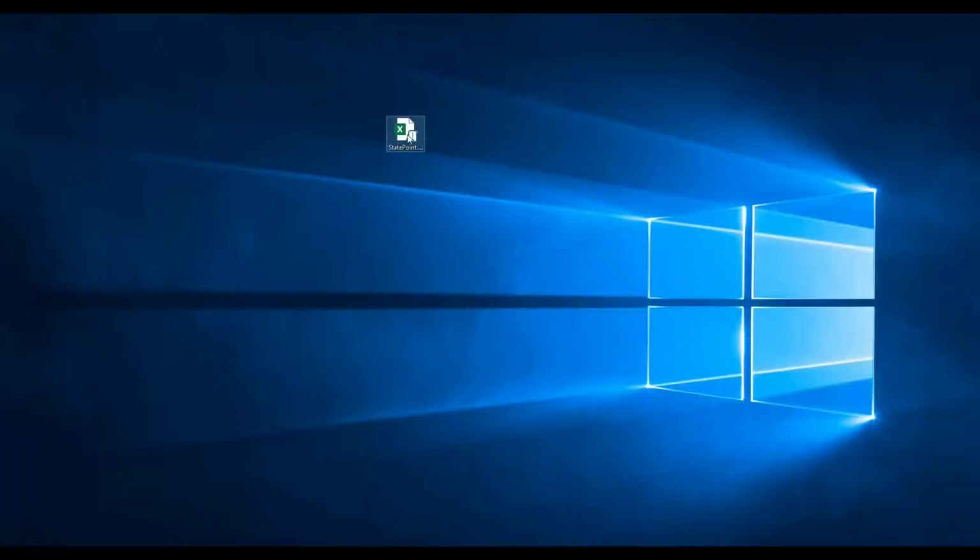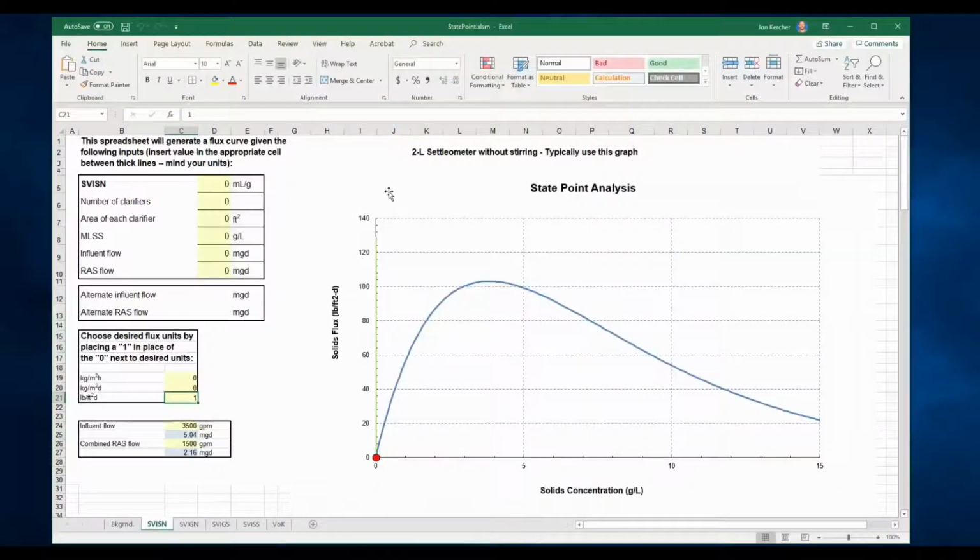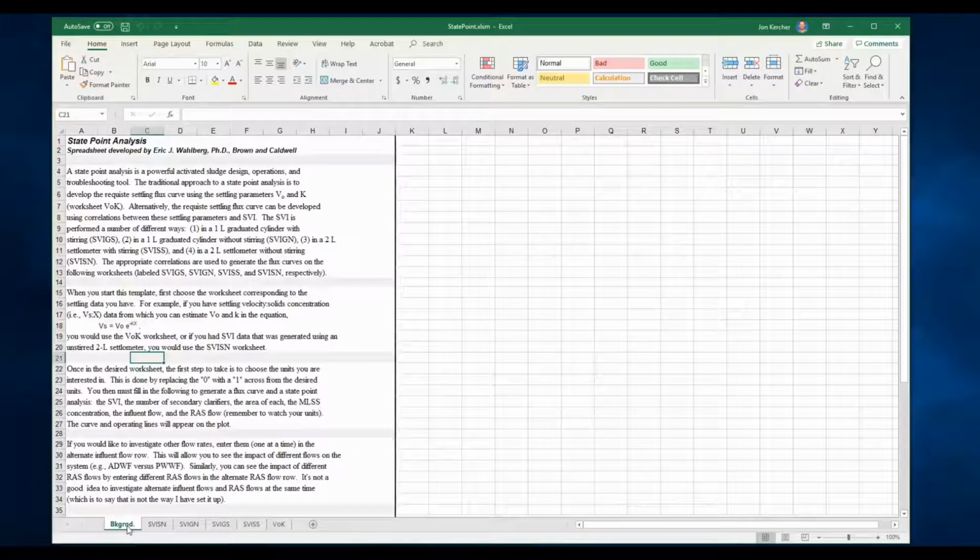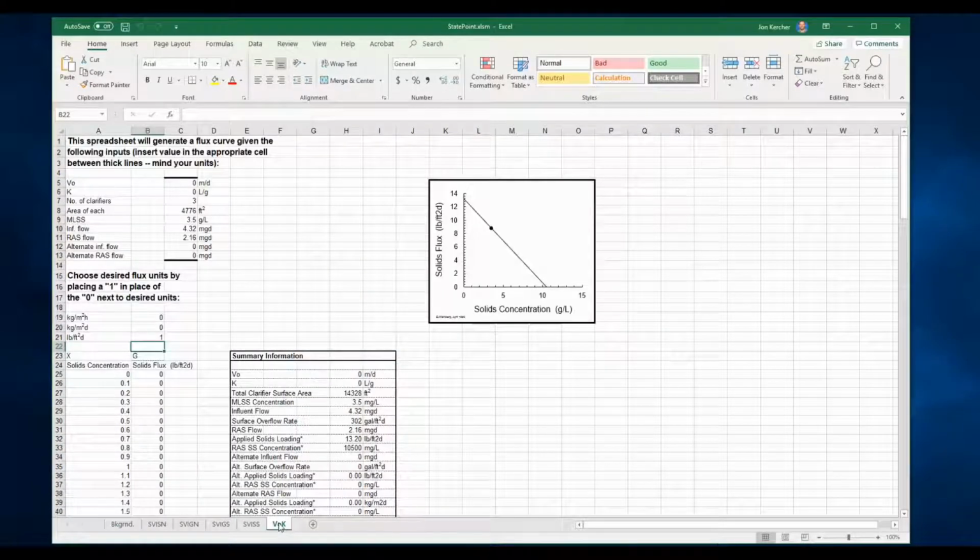State point spreadsheet. We'll first open it up. It's going to land on this first tab. There's tabs here that explain some background on how Eric Wahlberg developed this spreadsheet, what the settling velocities were to establish a flux, and how you can do that on your own if you were to know what your own settling velocities were. The other options are just for the options of a settleometer.